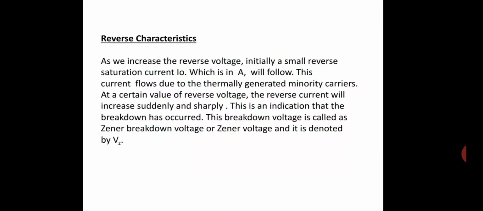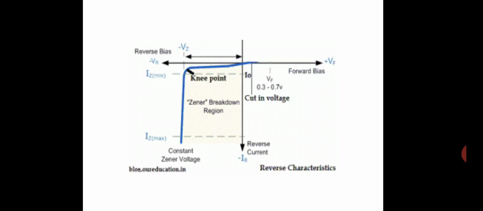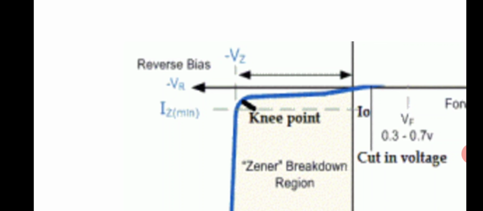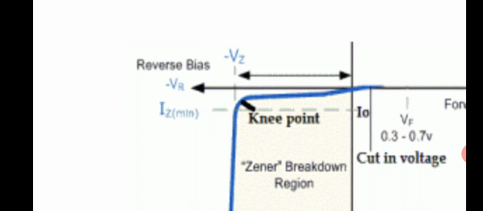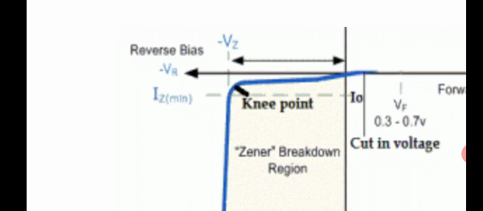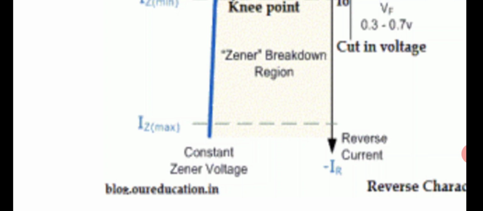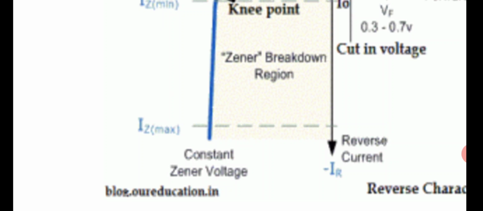This breakdown voltage is called Zener breakdown or Zener voltage, and it is denoted by Vz. This is in the figure. Vz is the Zener breakdown. At first, the thermally generated current I0 flows, and after breakdown the current increases rapidly.